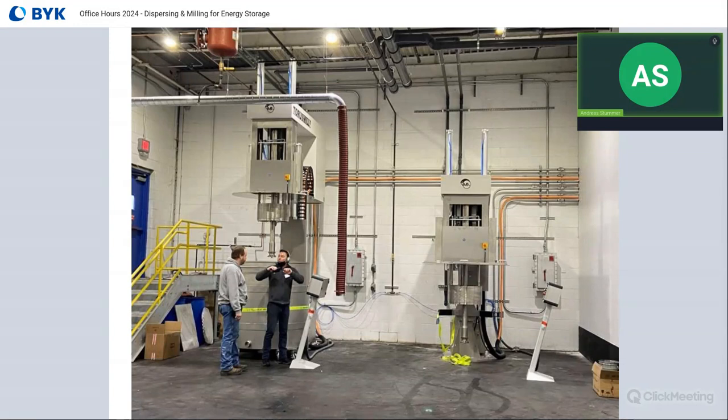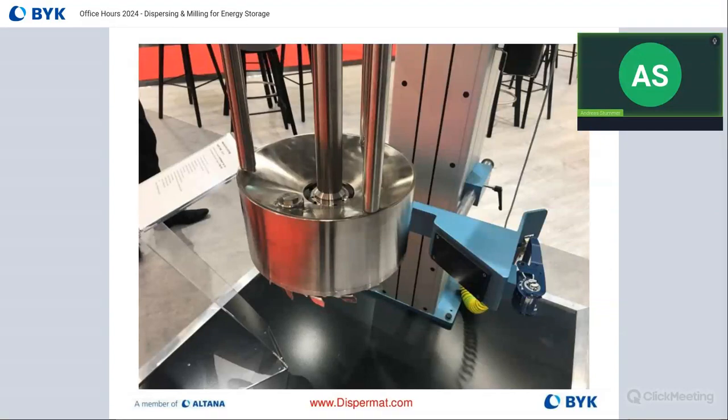So you don't have to take off the blade when you're milling, so everything stays on there. You just push a button on the panel, and then you are milling after you're done dispersing. Really cool system and extremely quiet. We also offer explosion-proof models as well.